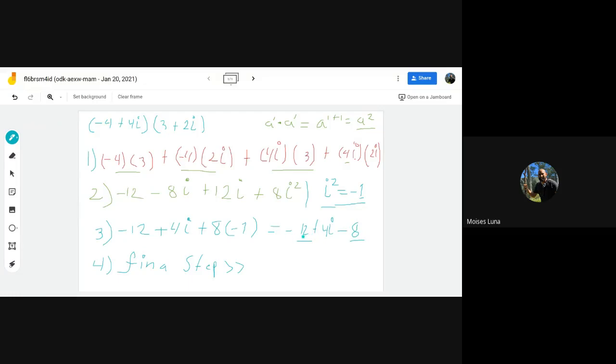So -12 plus -8. Remember, whenever you have two negative numbers, you add them. That will be -20. And you'll have 4i. That will be the result.